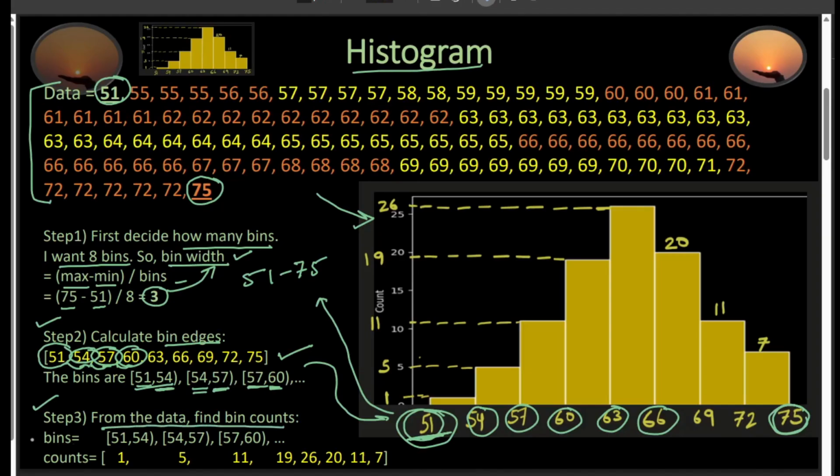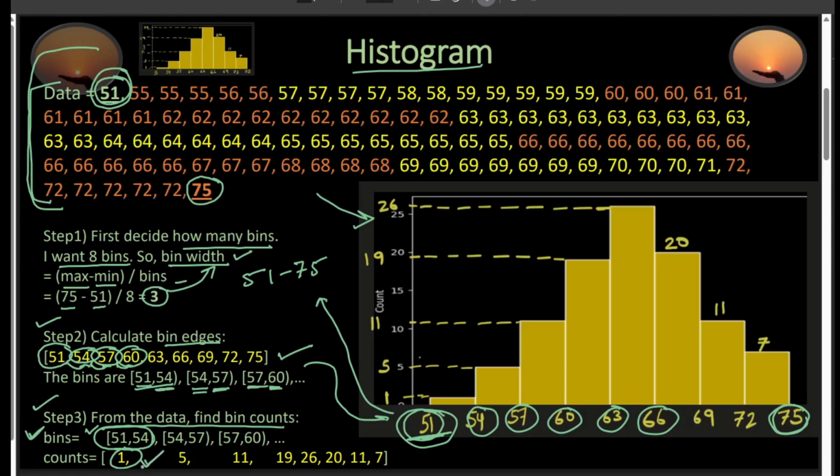So for each bin, these are my bins right there, and for each bin, find your count. Let's look at this one right here, 51 to 54. Let's see how many elements are there in 51 to 54. Just go on top right here, and just count. Well, you only have one. From 51 to 54, there is only one right here. So count is equal to 1. This is how I came up with count 1.